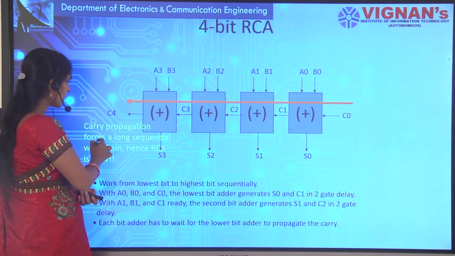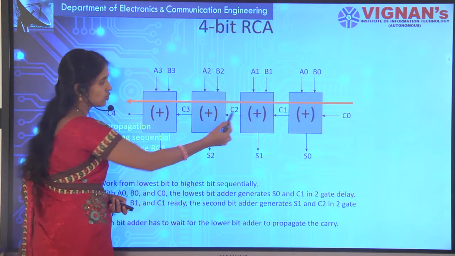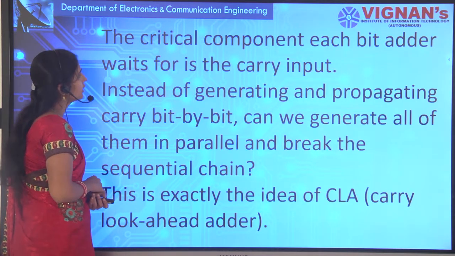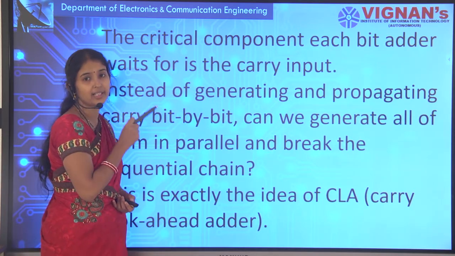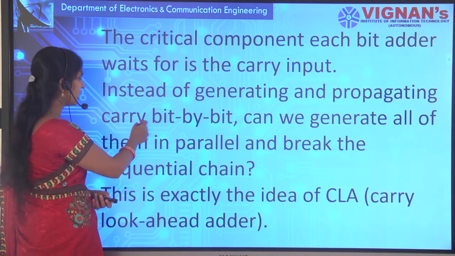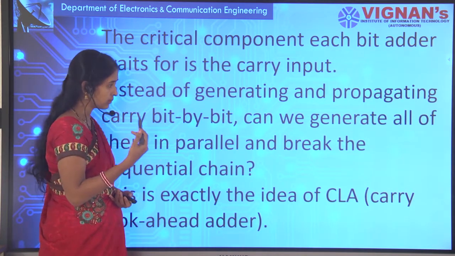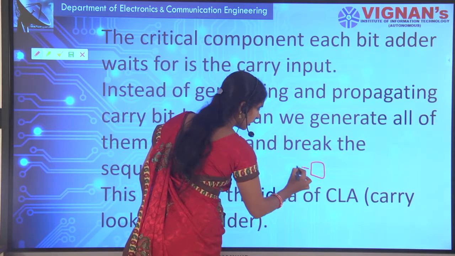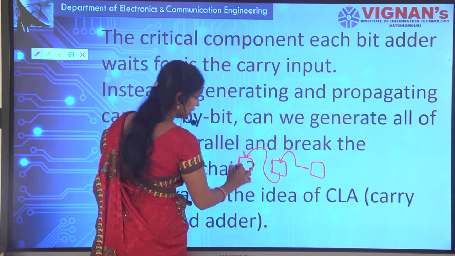See here, carry propagation forms a long sequential chain, hence the RCA is slow. It has to propagate all this carry, so there is a big drawback. Next, the critical component each bit adder waits for is the carry input. Instead of generating and propagating carry bit by bit, can we generate all of them in parallel? As we are saying, whatever carry input is generated will be propagated to the next bit.